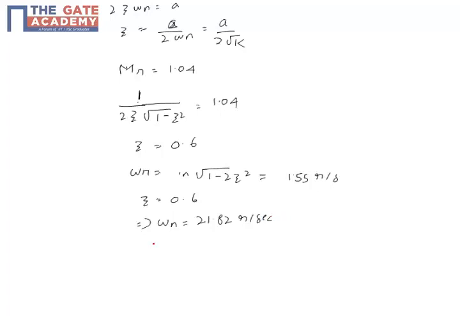Now k is equal to ωn², so that is equal to 476.44. It has no units, it is merely gain. So the value of k for the system to have a resonant peak of 1.04 and a resonant frequency of 11.55 radians per second is 476.44.